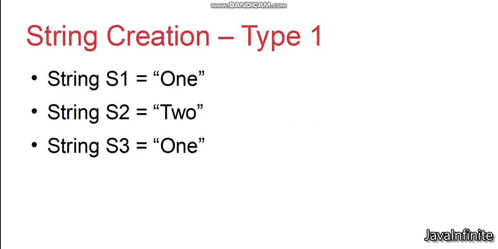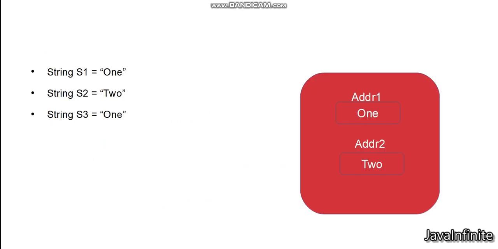So this is the most preferred way to create a string. Here we have created three strings s1, s2 and s3, where s1 and s3 have the same value 1 and s2 has a value 2. Now let us see how these values are stored in the string pool.